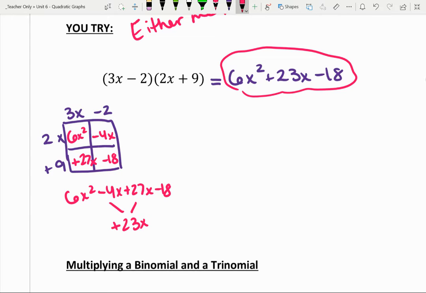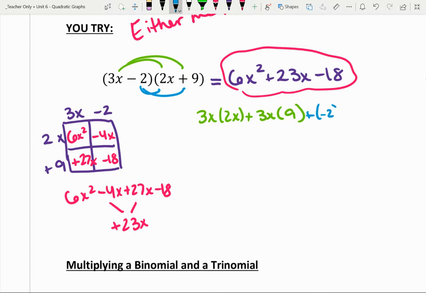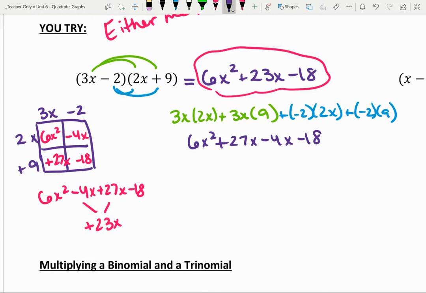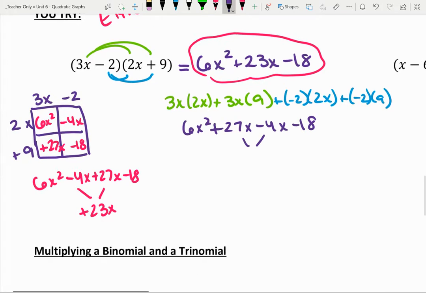If I were to double distribute here, first I would get 3x times 2x and 3x times 9. And then I would get -2 times 2x and -2 times 9. And so that would give me 6x squared plus 27x minus 4x minus 18. And so again, we combine like terms to make the positive 23x. So either method gets us the same exact answer.